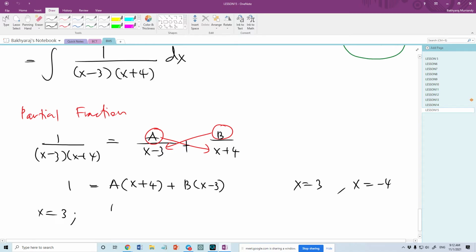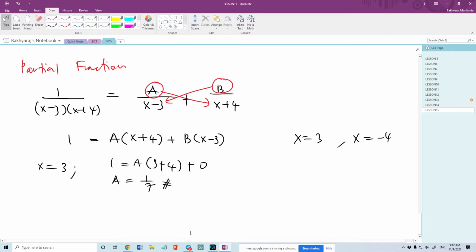Okay, correct. Okay, 1 equal A 3 plus 4 plus 0. So A you get 1/7. Okay, kita dapat 1/7. Very good. Okay, next. Next, go for B. Cari pula B. X equal negative 4.